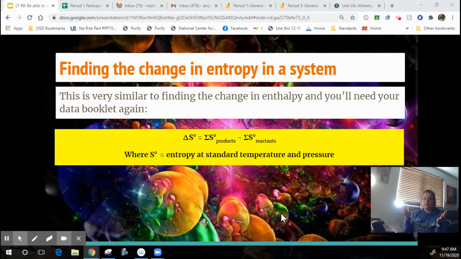Side note, data booklets still in front of CHS, still in front of Griffin Middle School out on Steamboat.